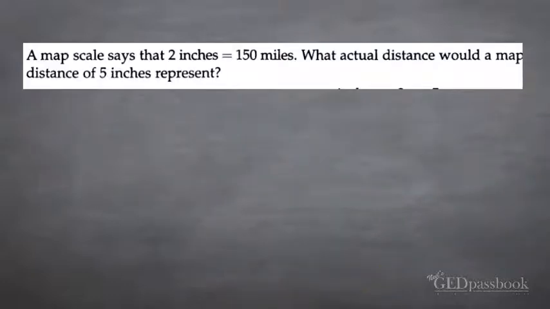So, going back to the actual word problem, a map scale says that 2 inches equals 150 miles. What actual distance would a map distance of 5 inches represent? So, how do we solve proportions? I must first write out my ratio that's given. What's the first ratio that's given? 2 to what?